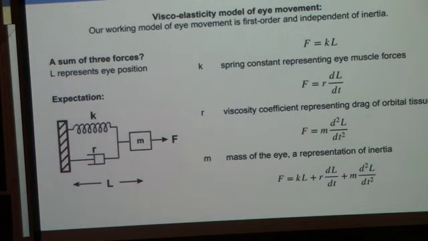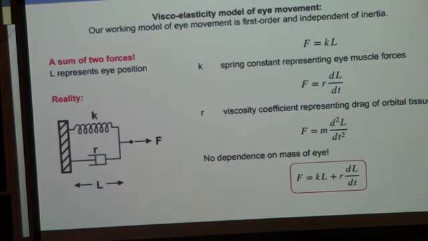Yeah. And then the third term that you need to know is the mass of the eye, which is basically how you account for acceleration of the eye movement. And so you put that together, you get your model for the eye movement, and then they tested the model experimentally and found that there was no dependence on the mass of the eye, so you don't really need that third term. And so for your final model, the viscoelastic final model of the eye movement, you only need the two terms with the spring constant and with the viscosity coefficient.